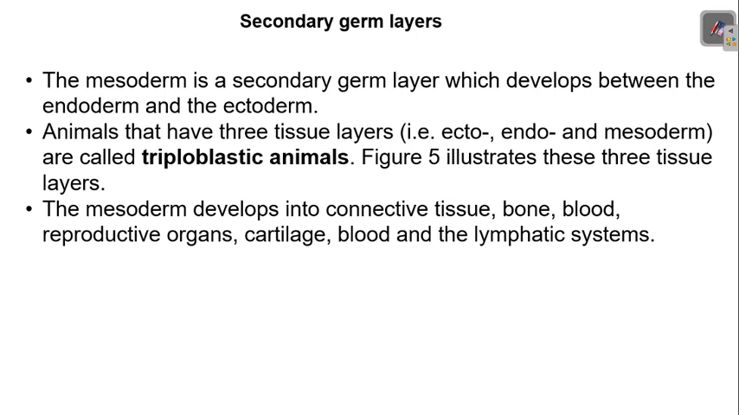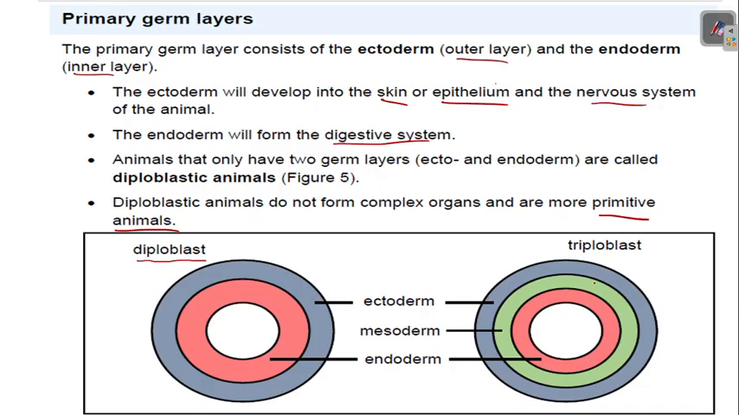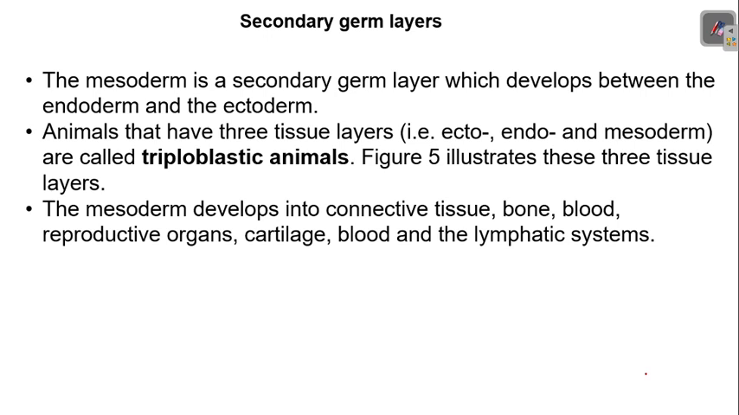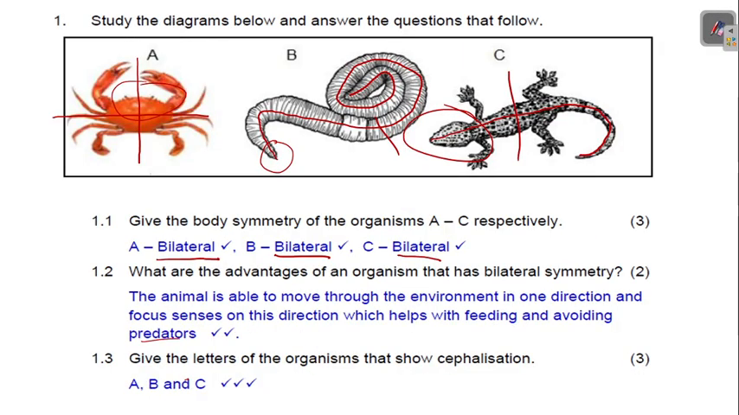And then secondary germ layers, the mesoderm is the secondary germ layer which develops between the endoderm and ectoderm. If you look at this diagram over here, we have the ectoderm right on the outside, and then the mesoderm, and then the endoderm, and then we have, obviously, that cavity in the middle that is called the coelom, but that comes later, right? The mesoderm develops into connective tissue such as your bone, your blood, reproductive organs, cartilage, and the lymphatic system. So that is your tissue layer, so your germ layers. Now let's go back here.